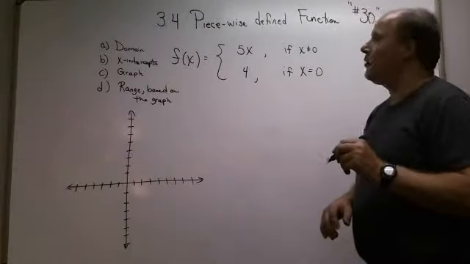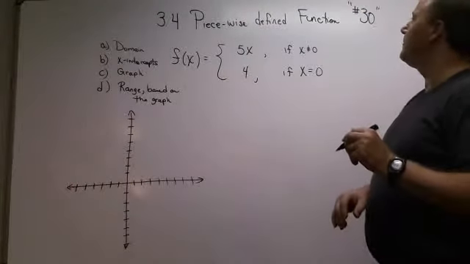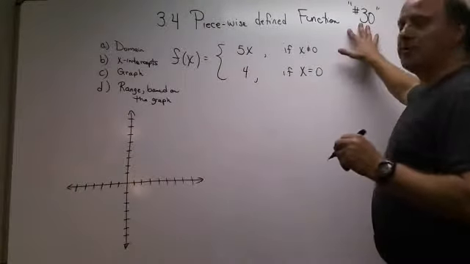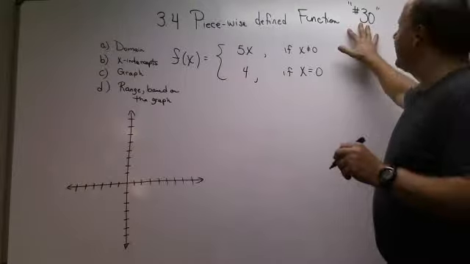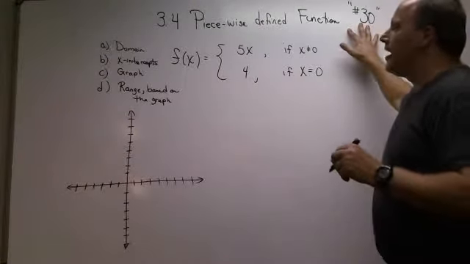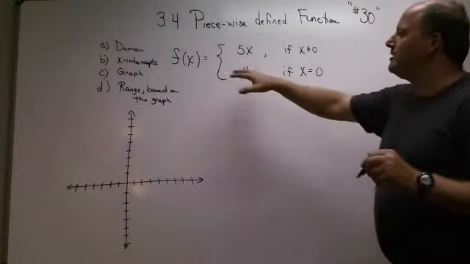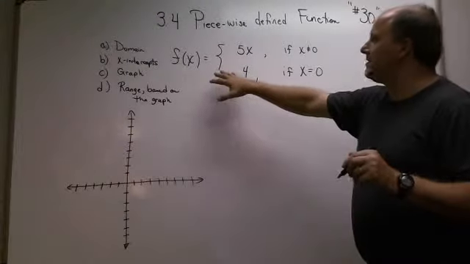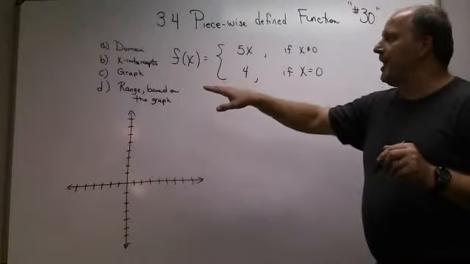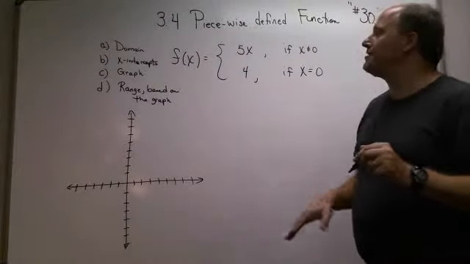Hello, we've had a request about a problem from the piecewise defined function, section 3.4. This is not number 30. If you look at number 30 in the book, it won't be exactly this one, but it's very similar to that problem. What we're trying to do is four things with this function: find the domain, the x-intercepts, the graph, and the range based on the graph.